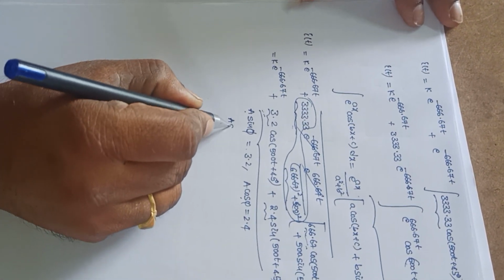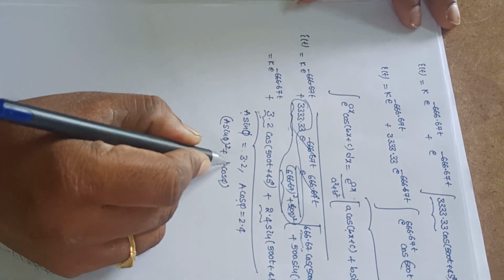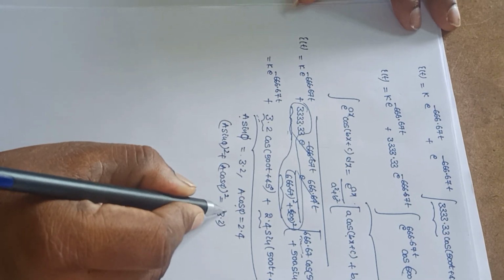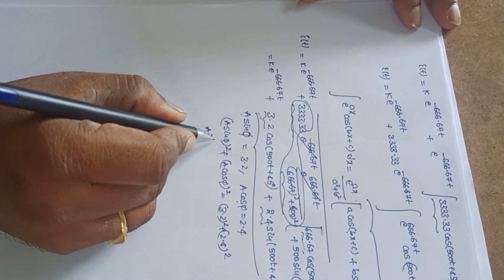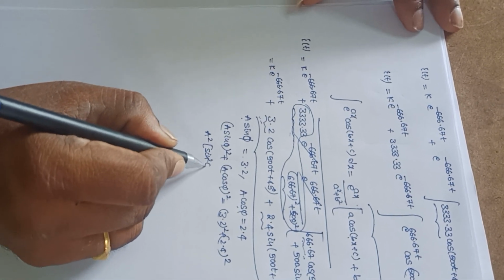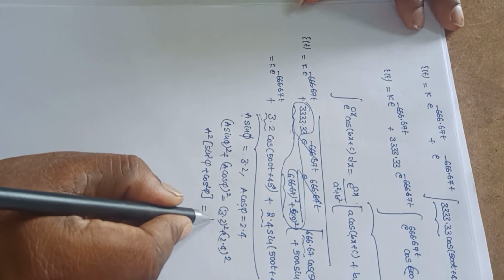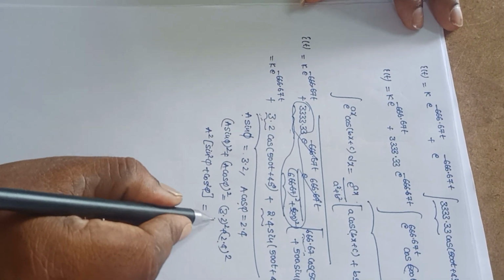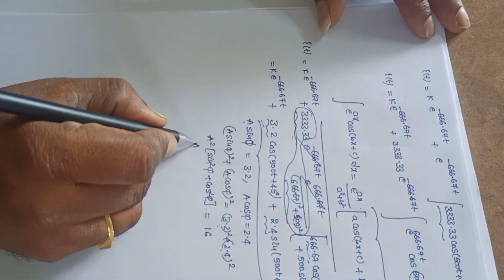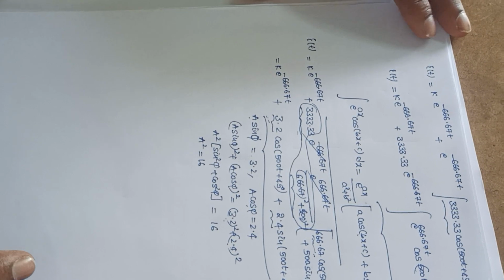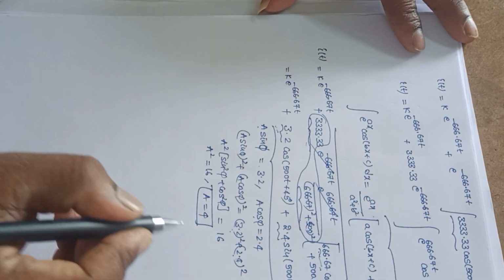So now (a sin phi) whole square plus (a cos phi) whole square is equal to 3.2 whole square plus 2.4 whole square. So a square, if I take common here, it is sin square phi plus cos square phi, which is equal to 3.2 whole square plus 2.4 whole square. If we solve this, then we will get 16. So now a square is equal to 16 here. Now the value of a here is 4. So we found the value of a here.